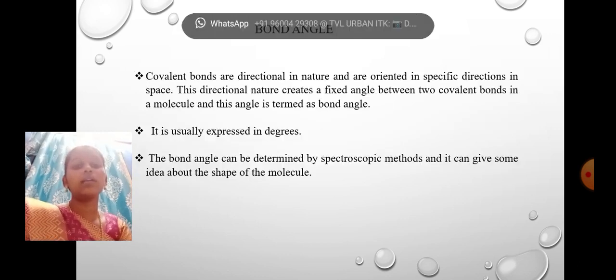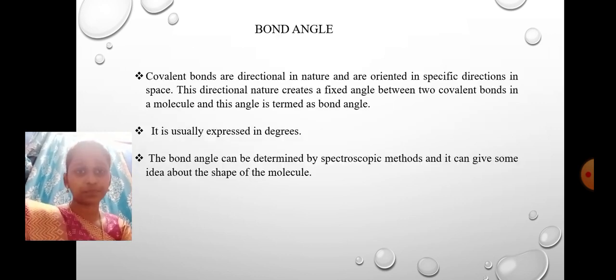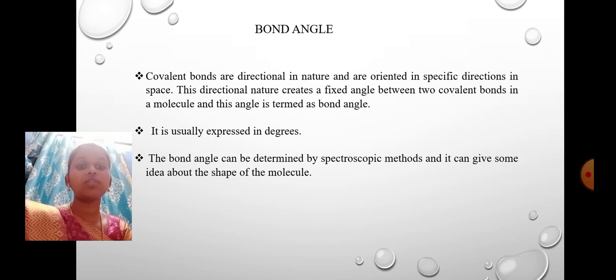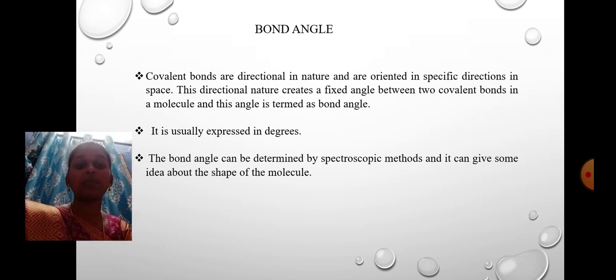Next one is the bond angle. Covalent bonds are directional in nature and oriented in specific directions in space. This directional nature creates a fixed angle between the two covalent bonds in a molecule, and this angle is termed the bond angle. It is usually expressed in degrees. Bond angle can be determined by spectroscopic methods and gives some idea of the shape of the molecules.